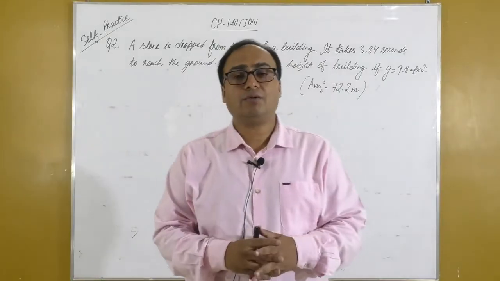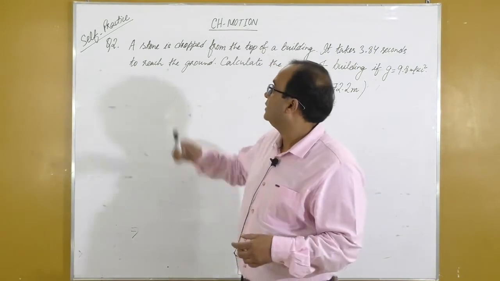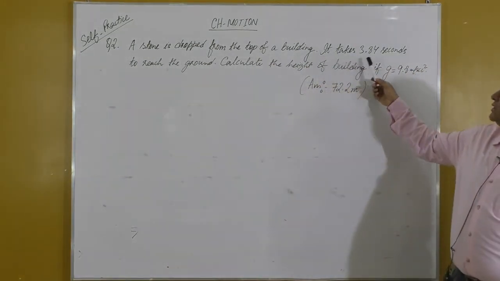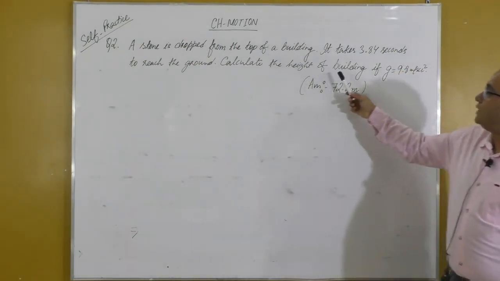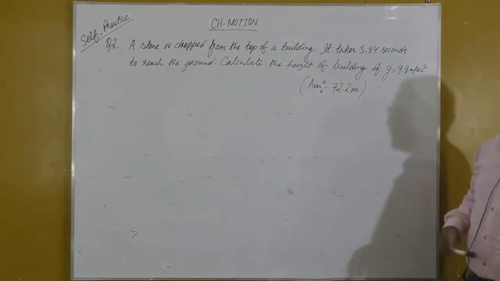Now you can note down question number 2 for your self practice. The question is, a stone is dropped from the top of a building. It takes 3.84 seconds to reach the ground. Calculate the height of the building if g equals 9.8 meter per second square.